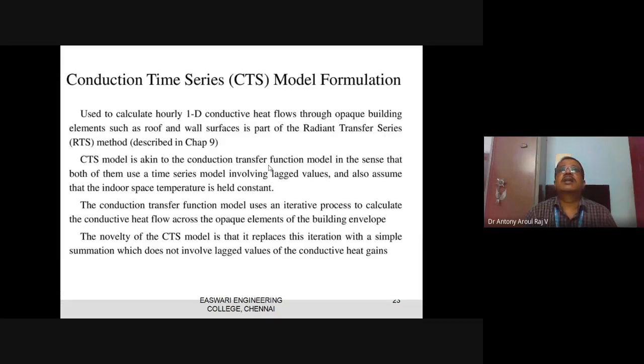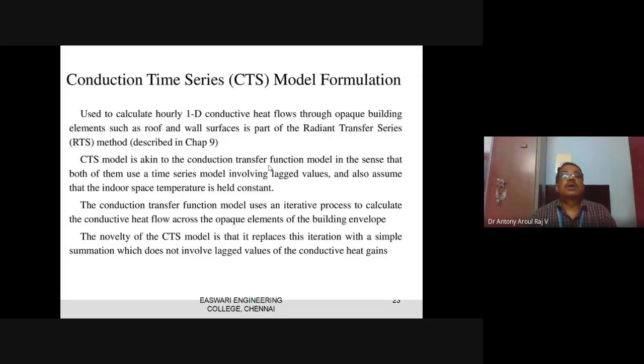And one more thing, for reference for the conduction response function method and the conduction time series method, you can refer to the book by McQuiston and Parker. It's a very good book. A detailed discussion is given there.